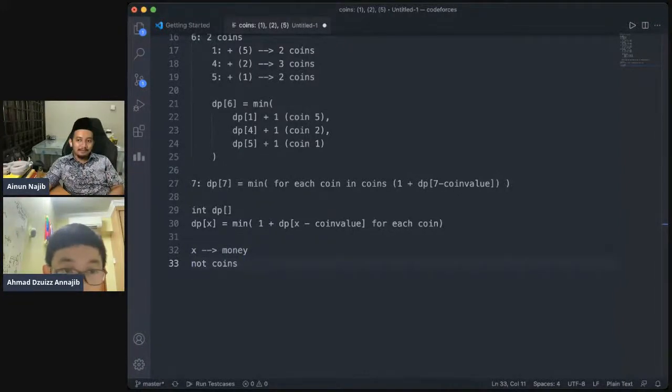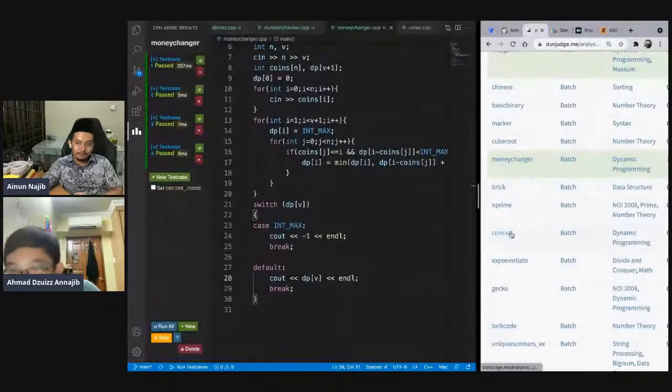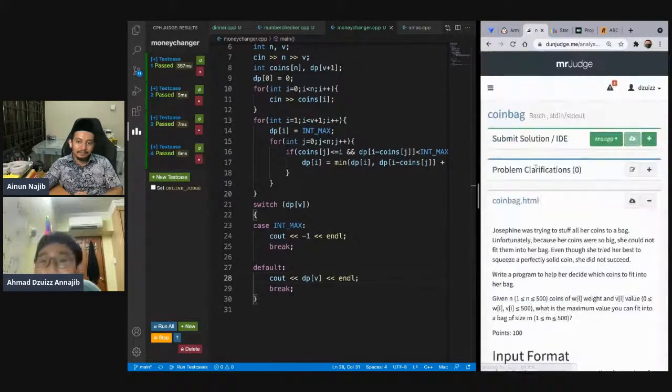Okay, so why don't we practice that now? We have maybe 5-10 minutes. Can you find the next dynamic programming problem? No, just read the problem. That would be so long. Oh, just reading. Is it Coin Bag?